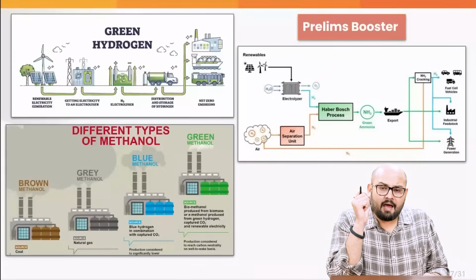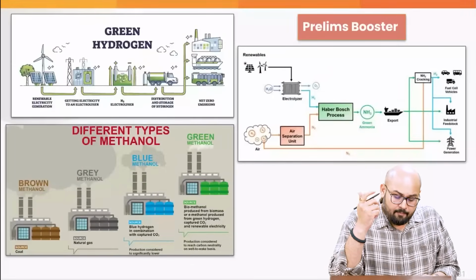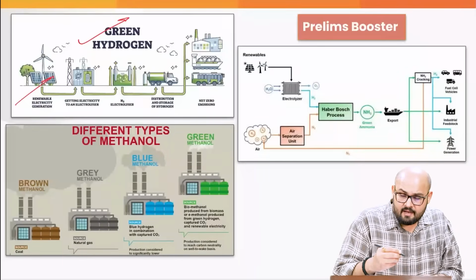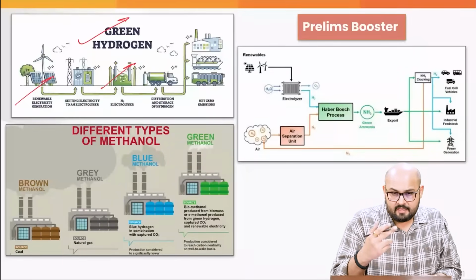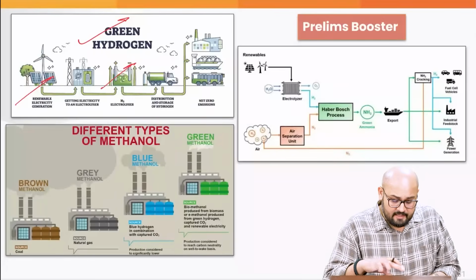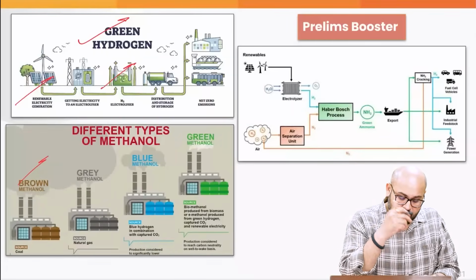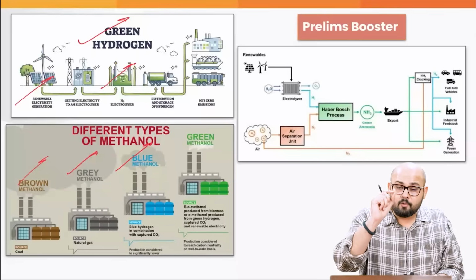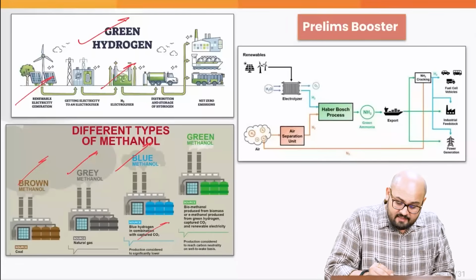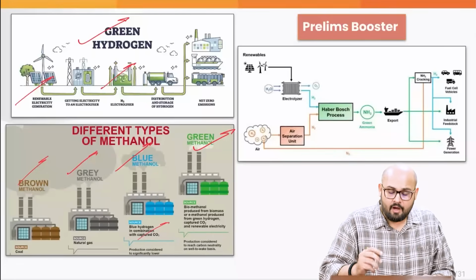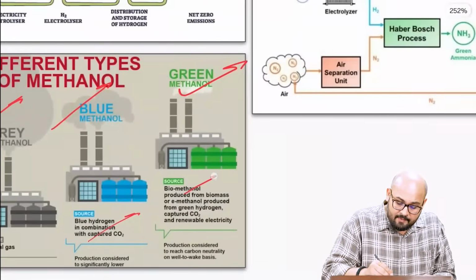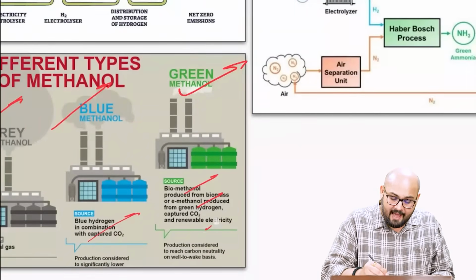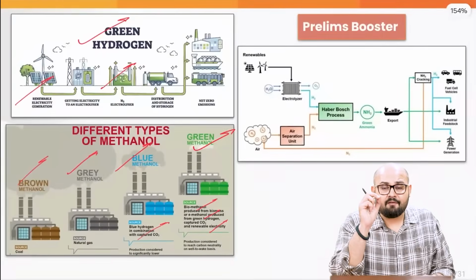Now also have a look at some information which can possibly be very important for the prelims. We have green hydrogen, which uses renewable energy and, through the electrolyzer, gives the production of green hydrogen. Then we have different types of methanol. You can just have a look. Brown methanol uses coal. Then we have gray methanol, which uses natural gas. We have blue methanol, which uses blue hydrogen in combination with captured CO2. Then we have green methanol. What does it use? It uses biomethanol produced from biomass or e-methanol produced from green hydrogen, captured CO2 and renewable electricity, right?